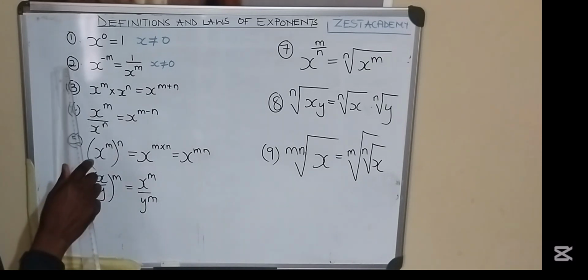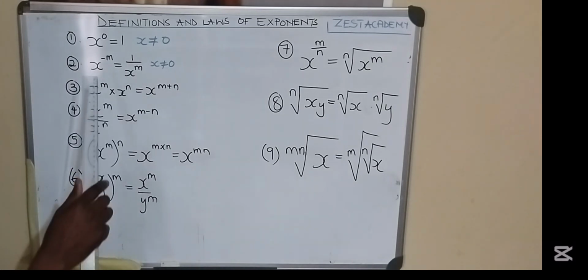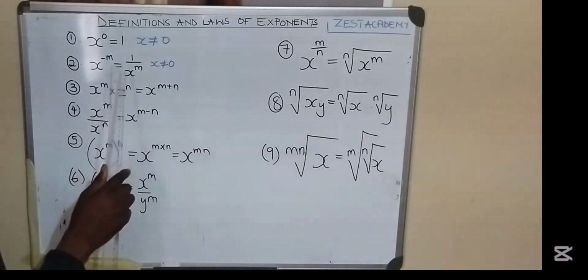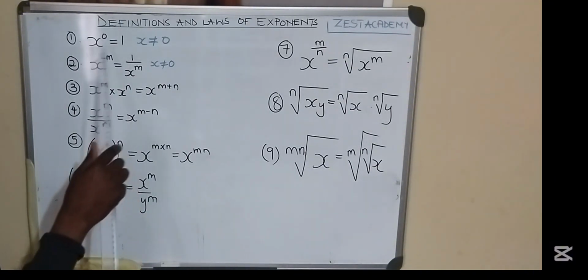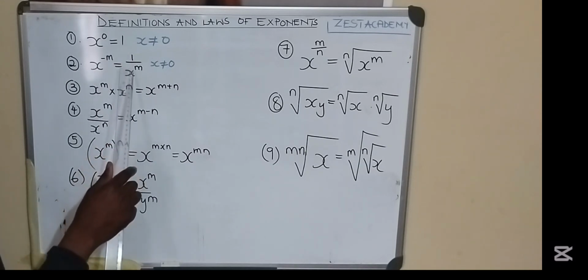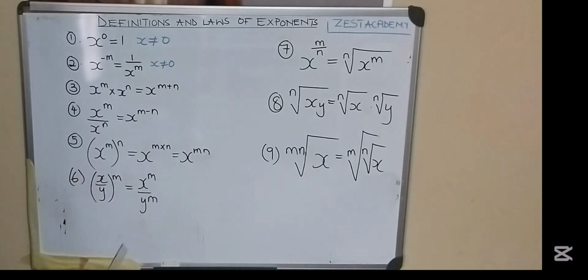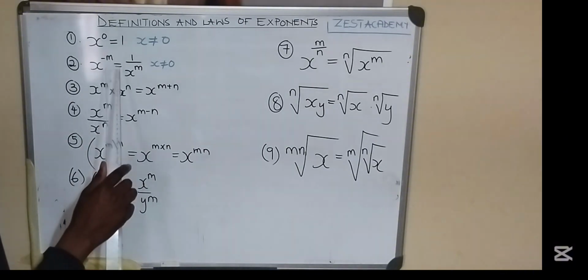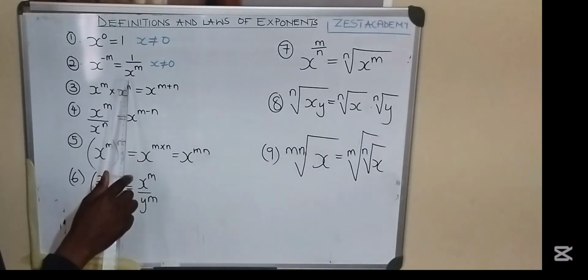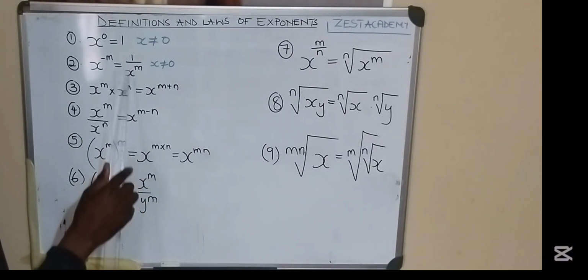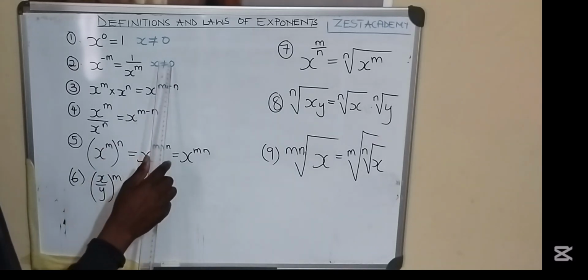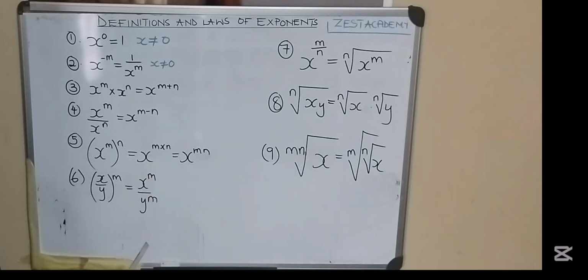And then law number 2, if any base is raised to the negative exponent, it is equal to the reciprocal of the same base raised to the same positive exponent. Again, the base cannot be equal to 0.